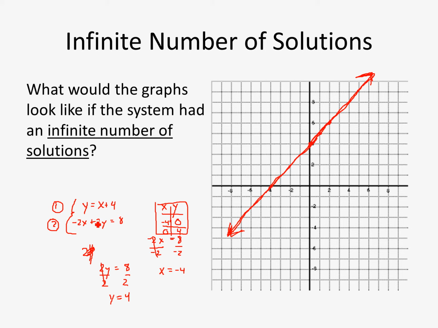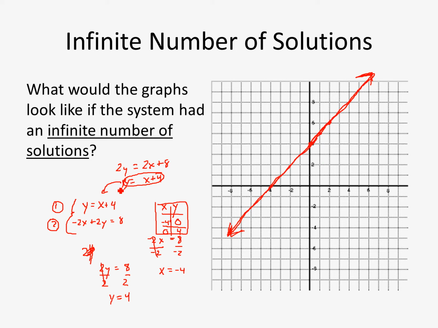If I took equation 2 and tried to solve for y, if I moved x to the other side, it would become 2y is equal to 2x plus 8. And then if I divided both sides by 2, this would become y is equal to x plus 4. And that was my first equation. So really, when I gave you this system, I didn't give you two equations. I gave you one equation twice.